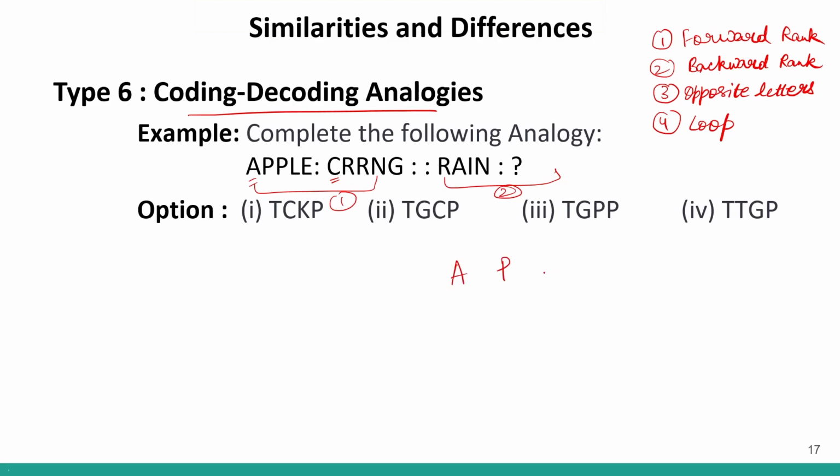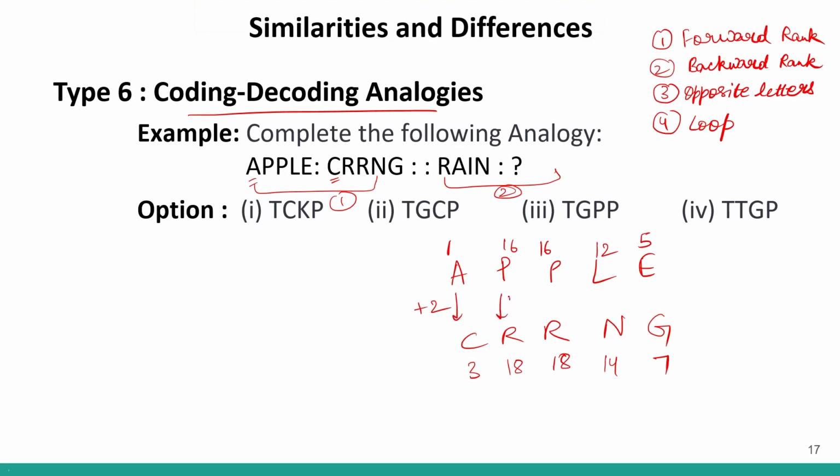Now, let us start simply by writing apple, and this is coded as something like this. If we look at the ranks, A is 1, P is 16, L is ranked at 12, and E is ranked at 5. Similarly, C is ranked at 3, R is ranked at 18, N is ranked at 14, and G is ranked at 7. So this we know. Clearly from here, I can see there's a +2 position, here also +2, here also +2, here also +2, and in this word also we have moved 2 positions forward.